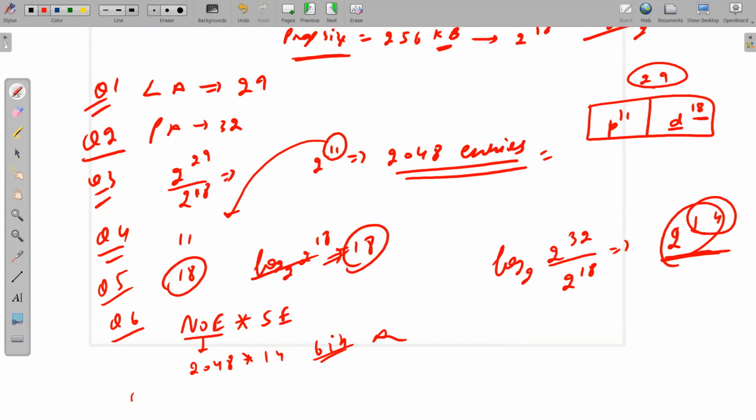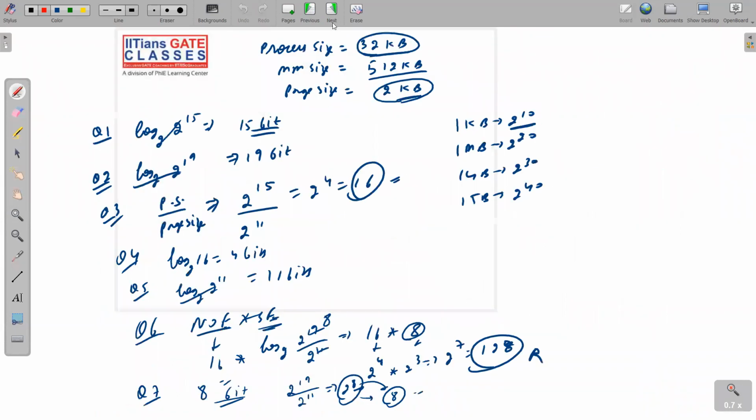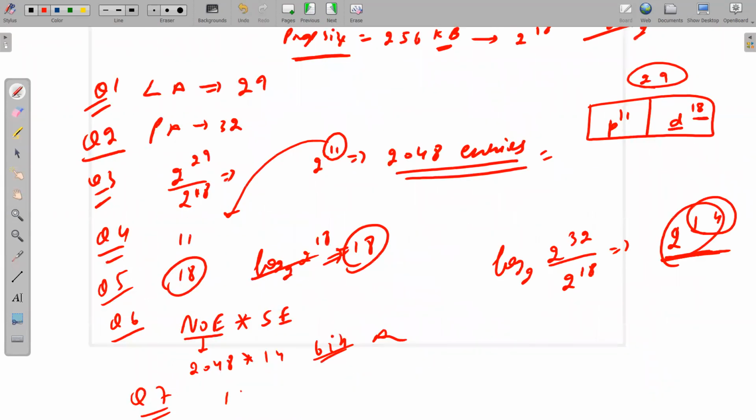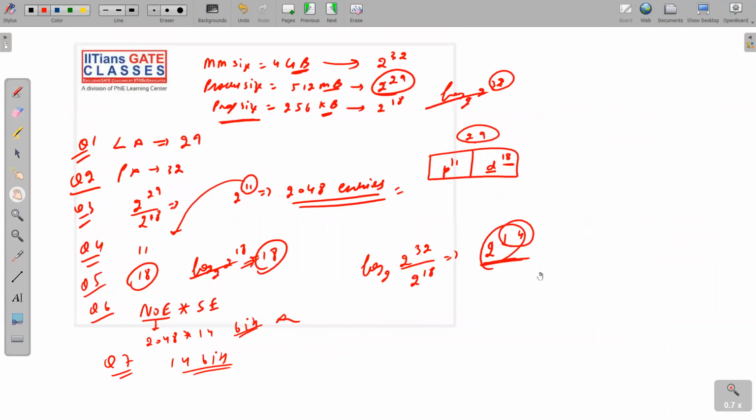So that's why 14. Question number 7 is the number of bits for frame number. The number of bits for frame number is the same, that is 14. Okay, so now by solving these numericals, I think you have got crystal clarity on how you will approach paging. Let me jump to the next slide and solve a few more questions.